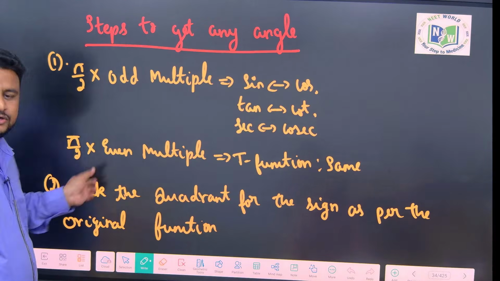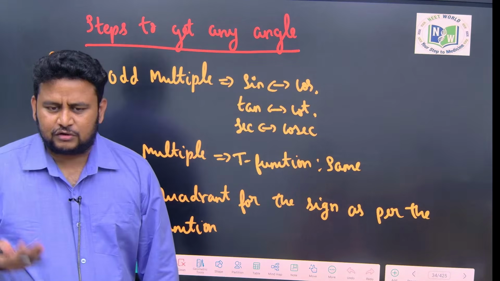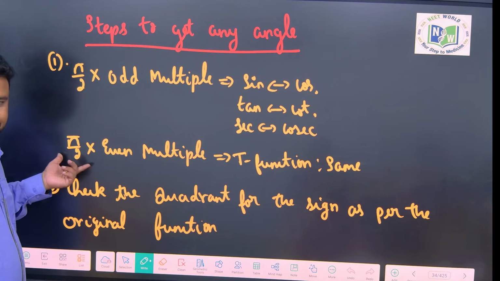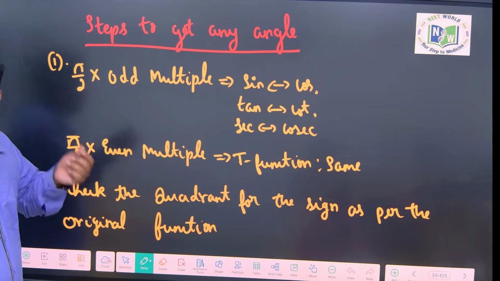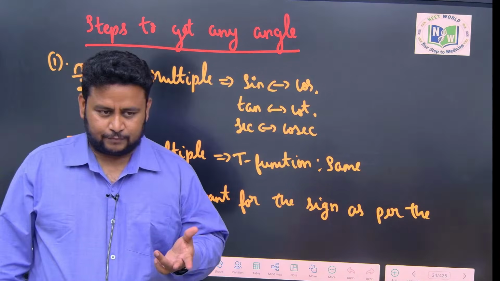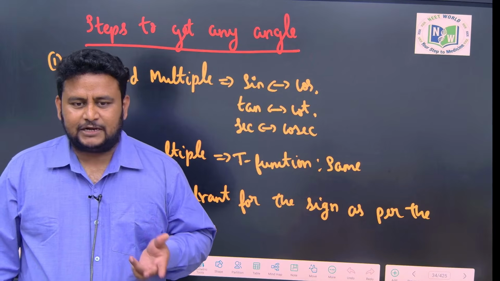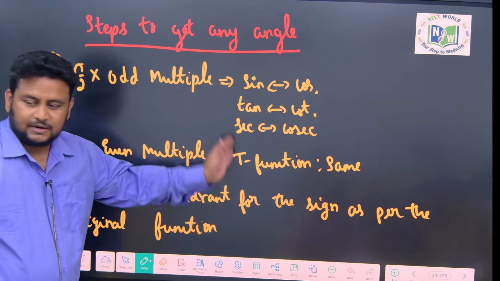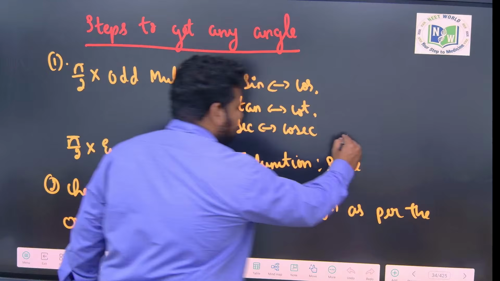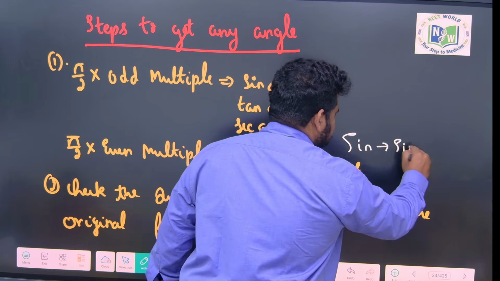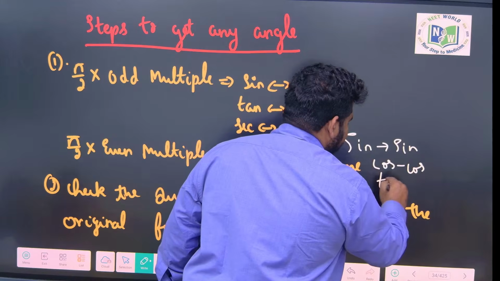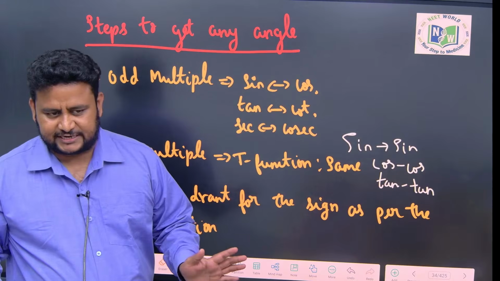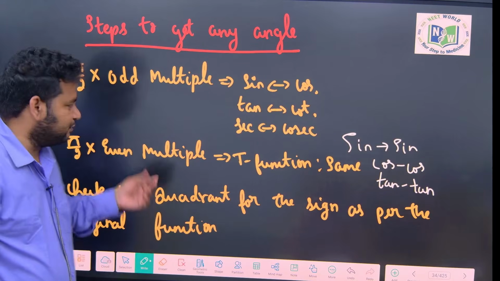But when you have pi by 2 into an even multiple, even means 2, 4, 6, 8, like that. So 2 into pi by 2 becomes pi, so 180 is an even multiple of pi by 2. 180 can be written as 90 into 2, and 2 is even. So with pi by 2 into an even multiple, the trigonometric function will remain the same. Sin will be sin only, cos will be cos only, tan will be tan only. Same goes for cot, secant and cosecant. For pi by 2 into an even multiple, I can give an example.